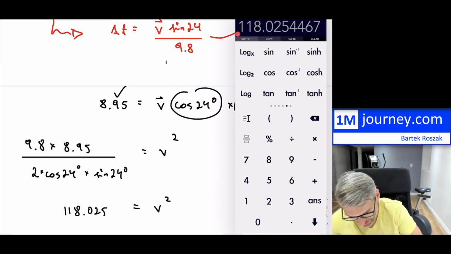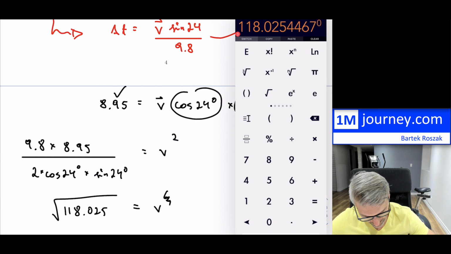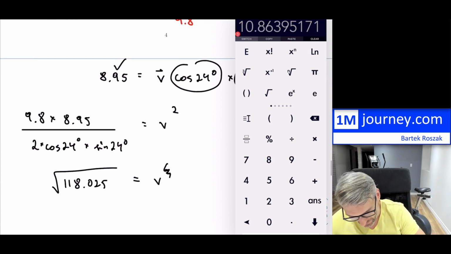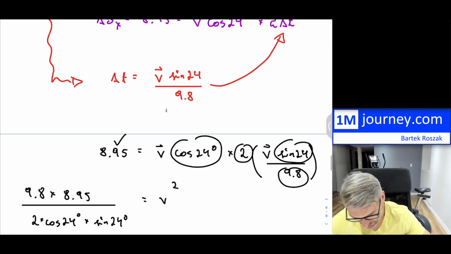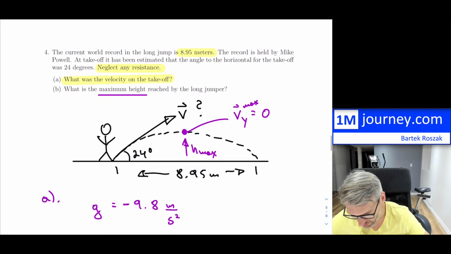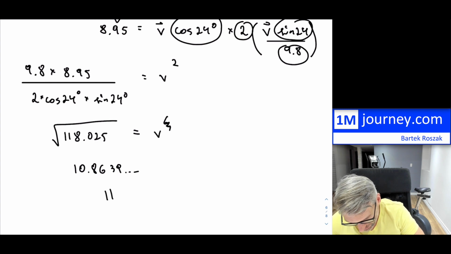So that's v squared. We need to take the square root of this. Taking the square root is the same thing as putting it to the power of 0.5. And that's going to be 10.8639, etc. We started off with 8.95, which is 3 sig figs, and 24 degrees is 2 sig figs, so we'll round this to 2. So it is about 11 meters per second.